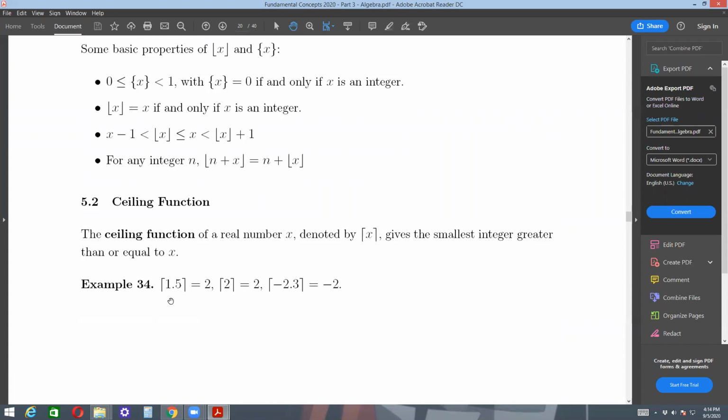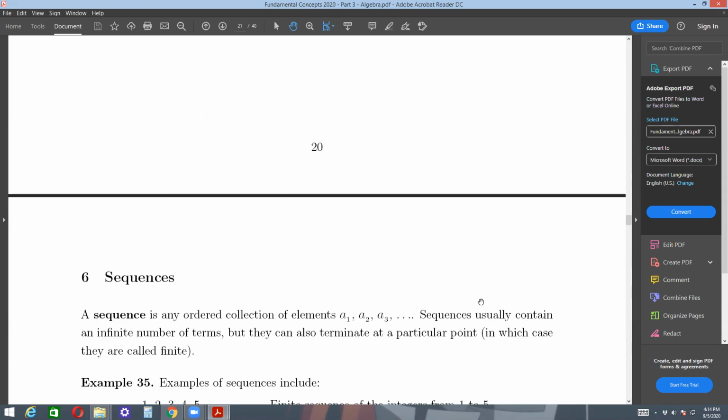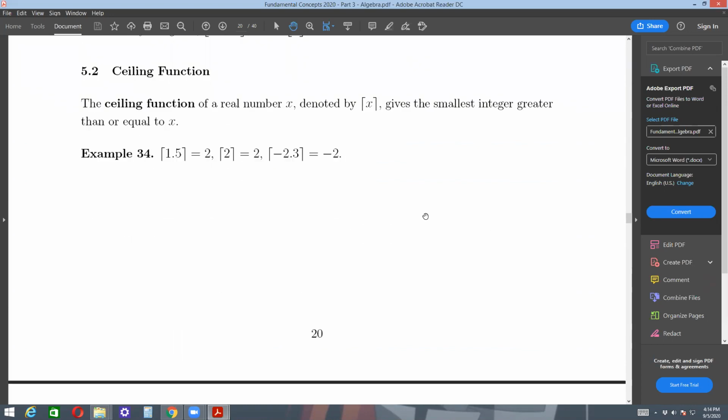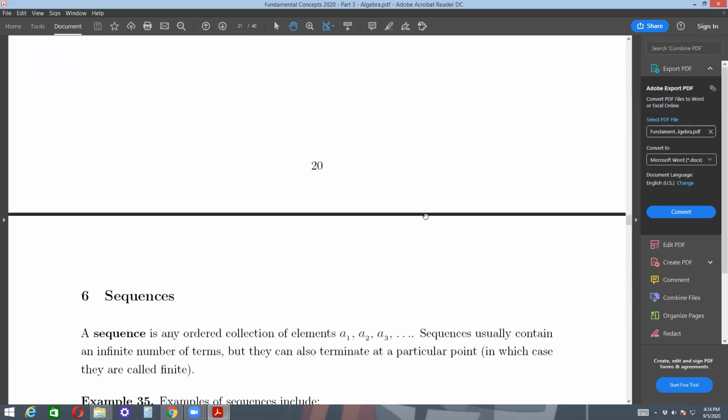Right, and then the ceiling function is just the opposite. It's the smallest integer that is bigger than or equal to x. These I'm not going to talk about too much because it's really just to introduce the idea of it.